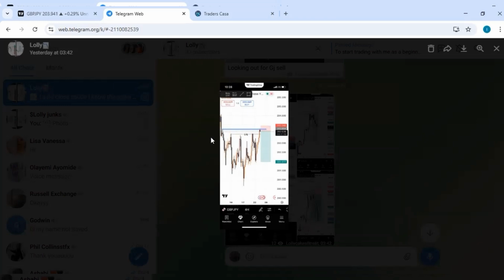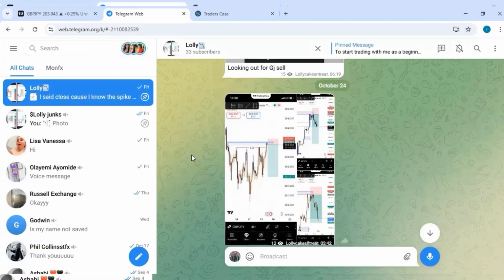I can see liquidity here. I can see a bearish order block here. Okay, you know what? I decided to jump in on this trade. Then this was the result. This was the result. And this was the result.